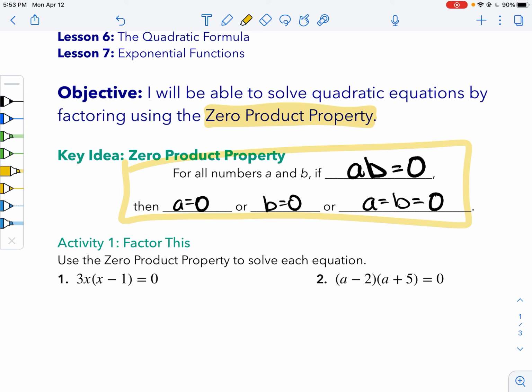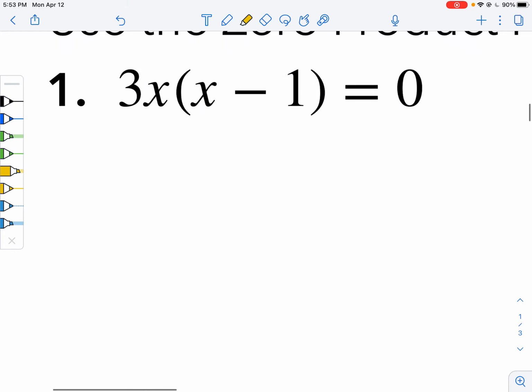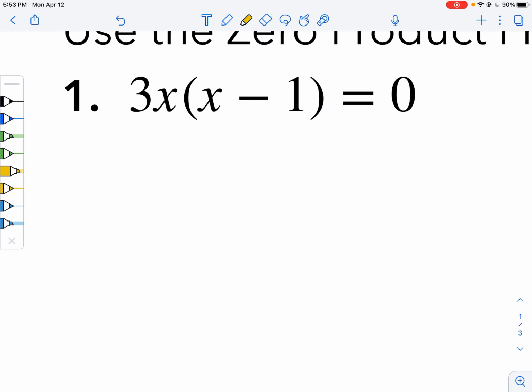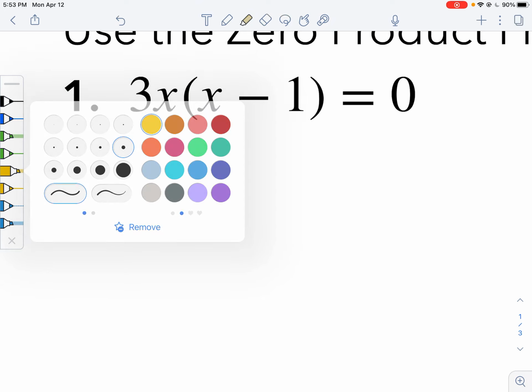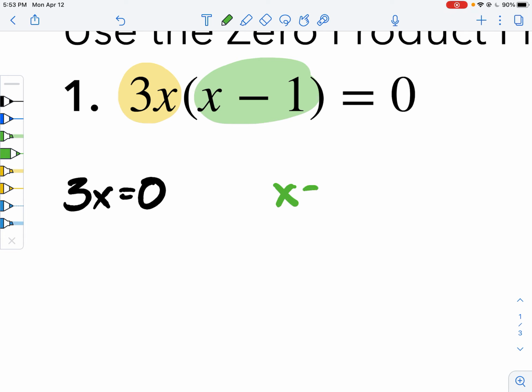And why is this important? Well, if you have this equation right here, and you know that 3x times x minus 1 equals 0, you know that either 3x equals 0 or x minus 1 equals 0. Because one of these has to be 0.